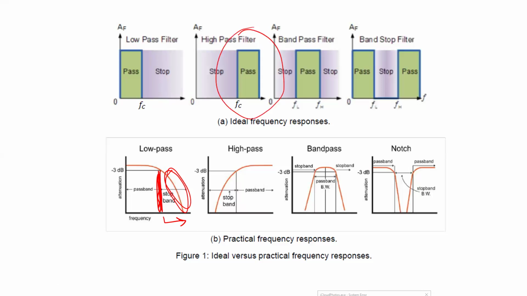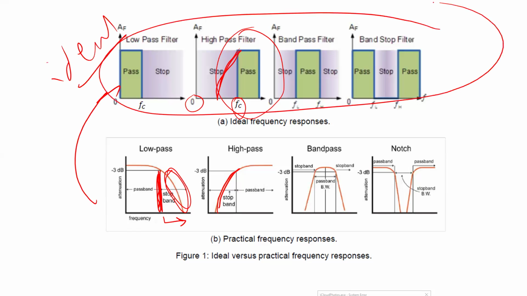Same thing for this one, for high pass. Ideal high pass means everything from 0 until FC it should block. But what happens, as you see here, we have something like a curve this way. For sure, we wish we didn't have it, but this is practically how it looks. This is ideal, so we try our best to make our circuit behave ideally.